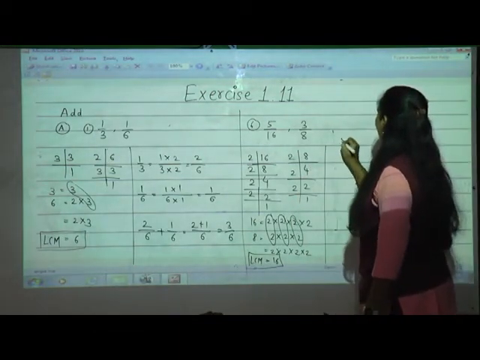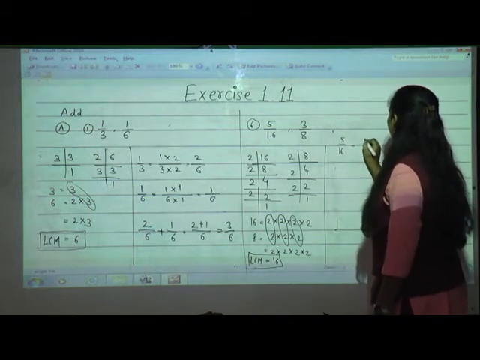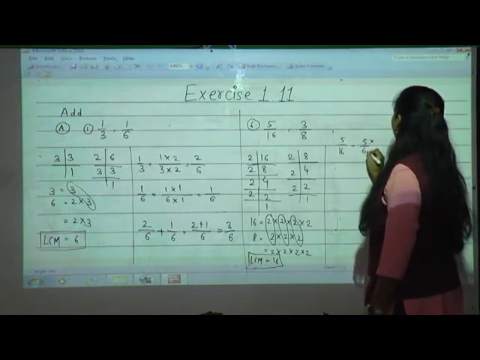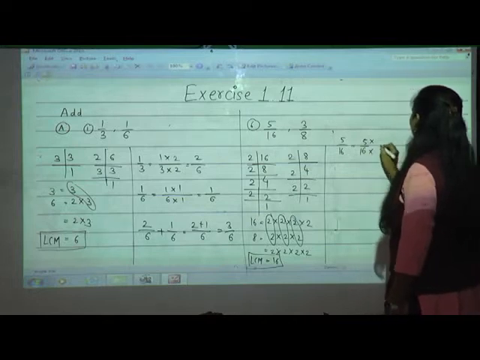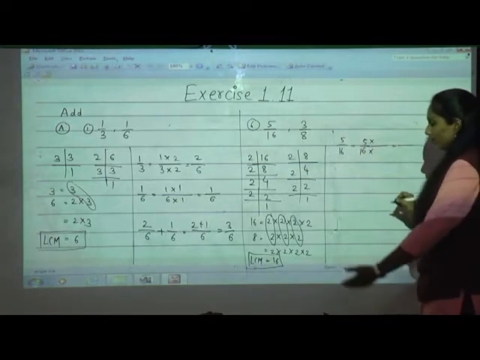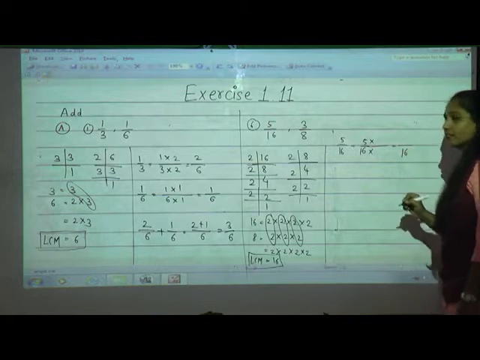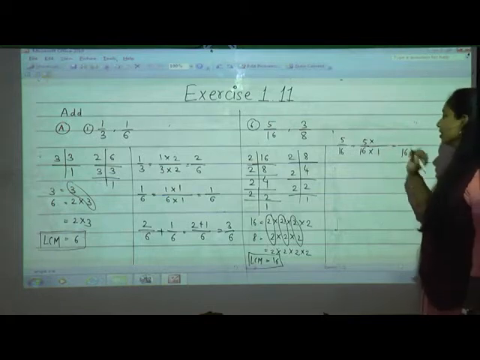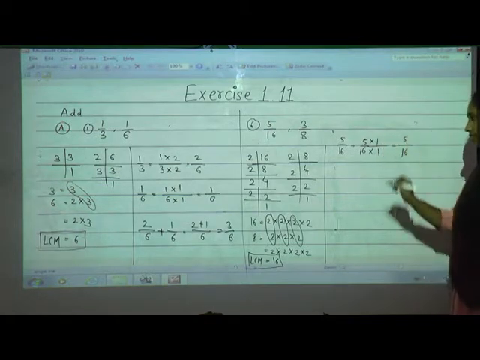See, 5 upon 16 is equal to 5 multiplied by, the denominator should come as the LCM, that is 16. So 16 ones are 16, here also 1, 5 ones are 5.